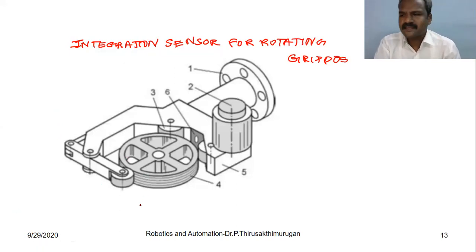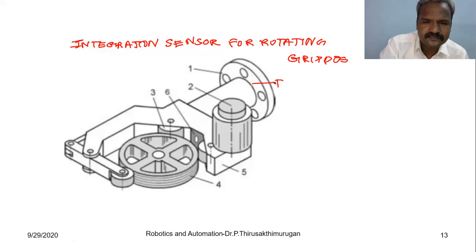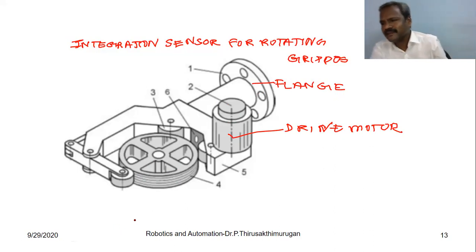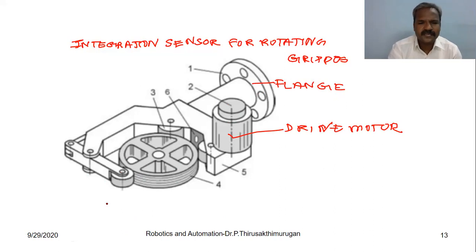One is the flange, two is the drive motor. Three is the pin roller, which touches and detects the object.